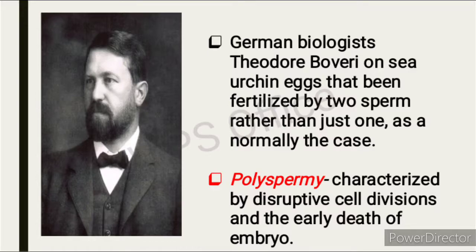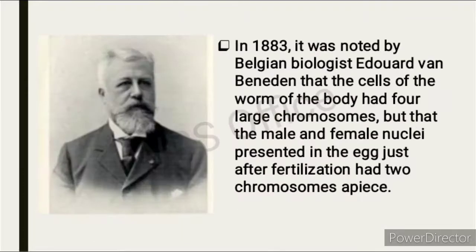Boveri concluded that the orderly process of normal development is dependent upon a particular combination of chromosomes, and this can only mean the individual chromosomes must possess different qualities. This was the first evidence of qualitative difference among chromosomes.